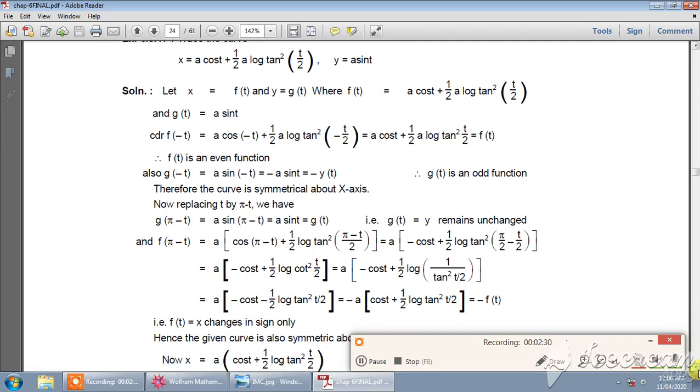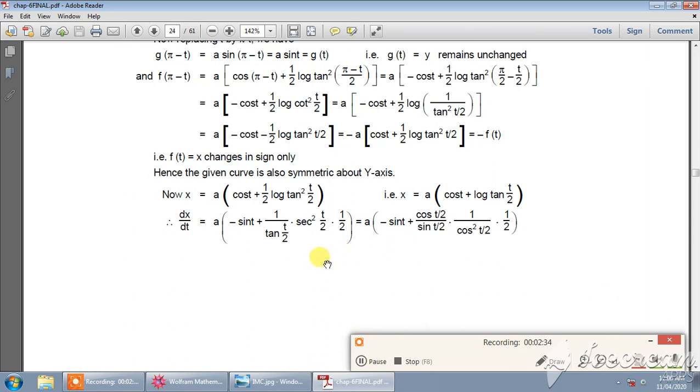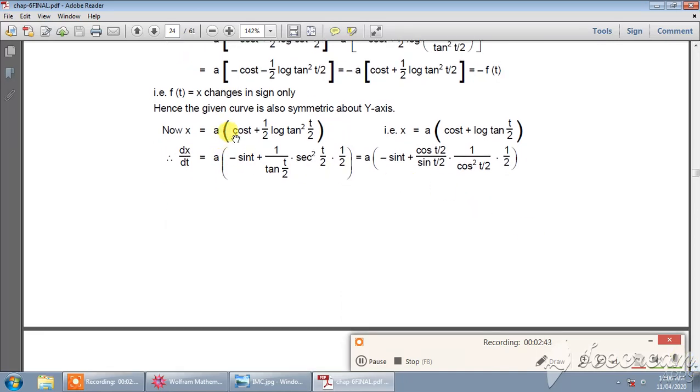So find out dy by dx value. Finding dy by dt is very easy. Finding dx by dt is complicated. So find out dx by dt. Dx by dt will be like this. Derivative of cos t is minus sin t. Then 1 by 2 as it is, so this 2 and this 2 will get cancelled. Log of tan square is 2 log tan, and the 2 cancels. So we get log tan t by 2.